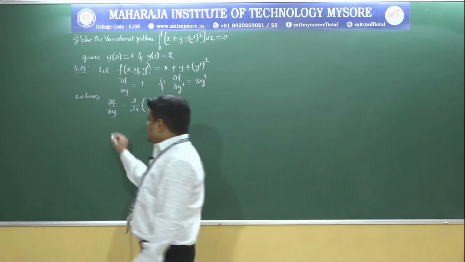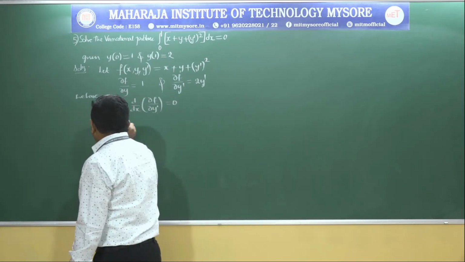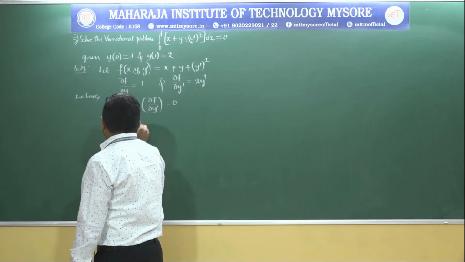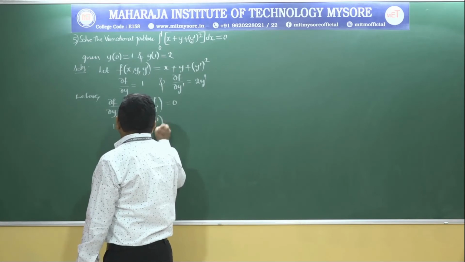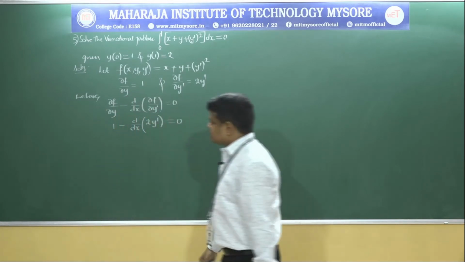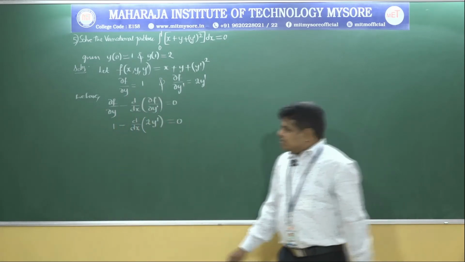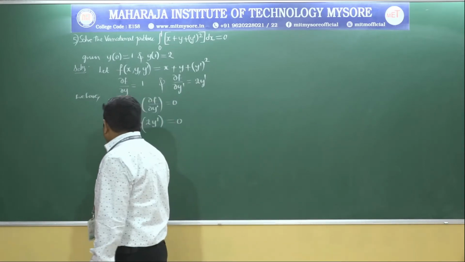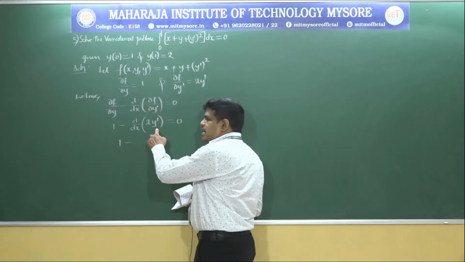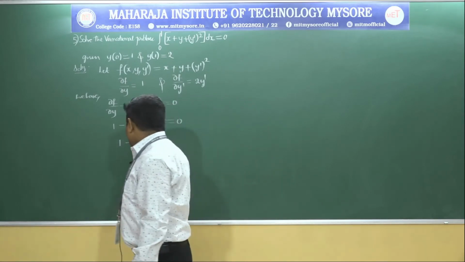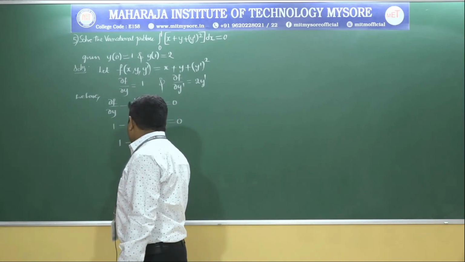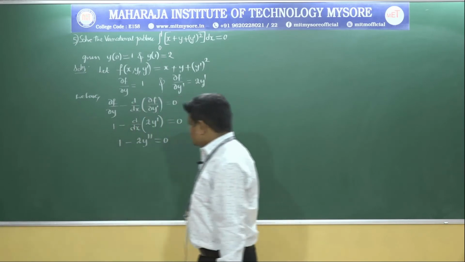Now, substituting all the partial derivative values, 1 minus d by dx of dou f by dou y dash is 2y dash equals 0. Next, if you differentiate y dash again with respect to x, it becomes y double dash, that is 1 minus 2y double dash equals 0.